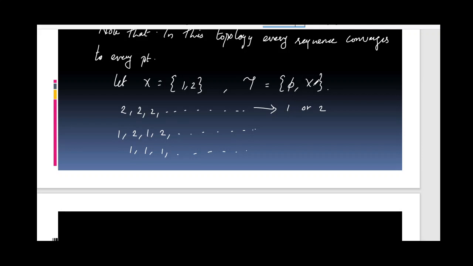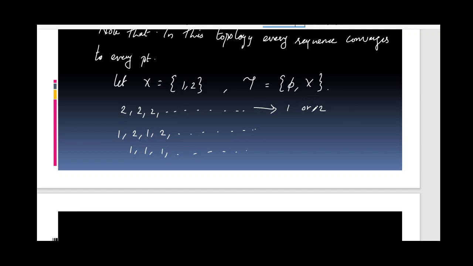Empty set and X are the only open sets here. So an open set containing 1 means it is nothing but your entire X. Now any open set containing this 1 will contain all these elements, right? So this sequence may converge to 1.